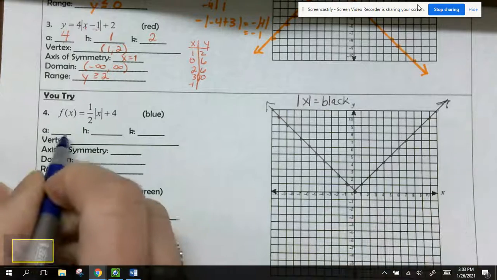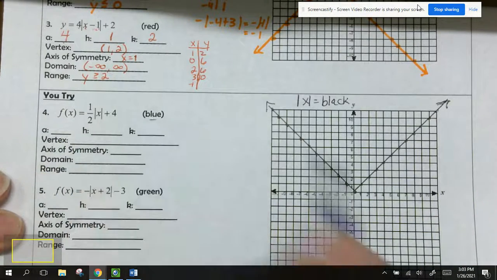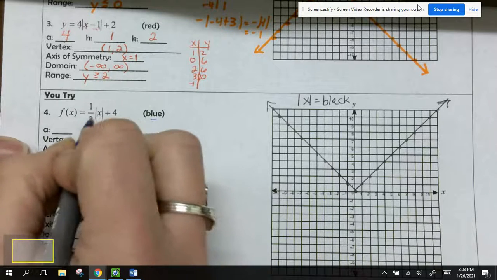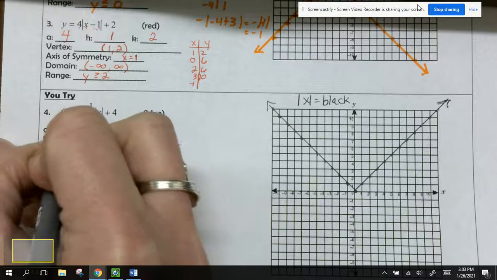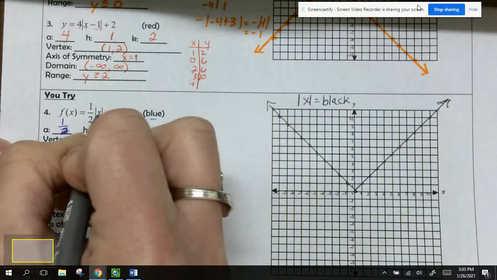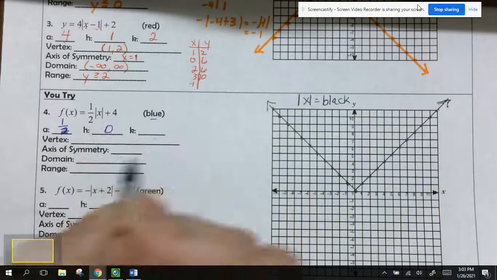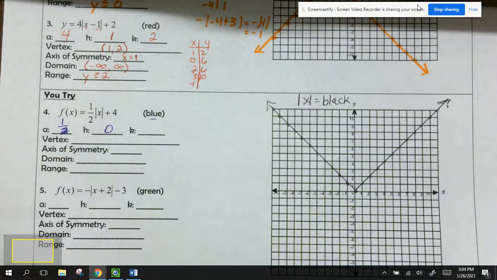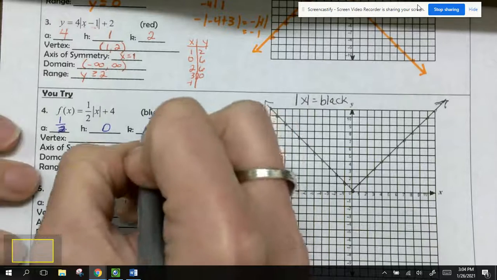Then now we're going to be looking at this one in blue here, okay? So my a here, that's the number in front of the absolute value. That's 1/2. The h is the number that's inside the absolute value bar with the x. So since there's not one in there, it's going to be 0. The k is the number that's on the end here, that's on the outside. So that's going to be 4.